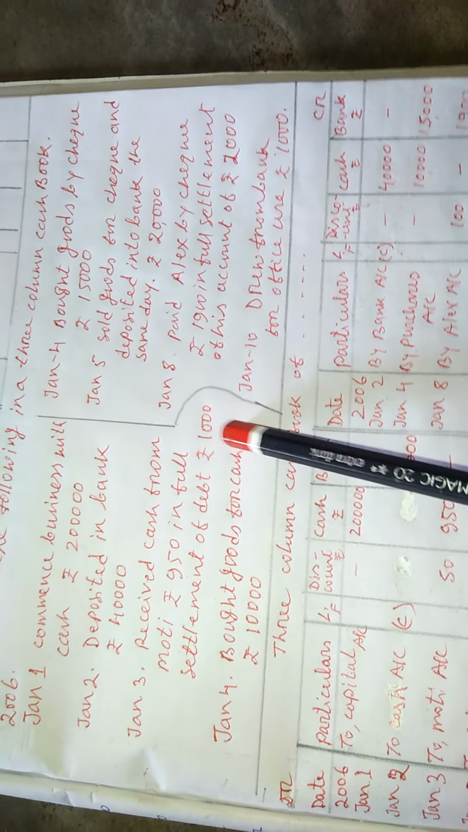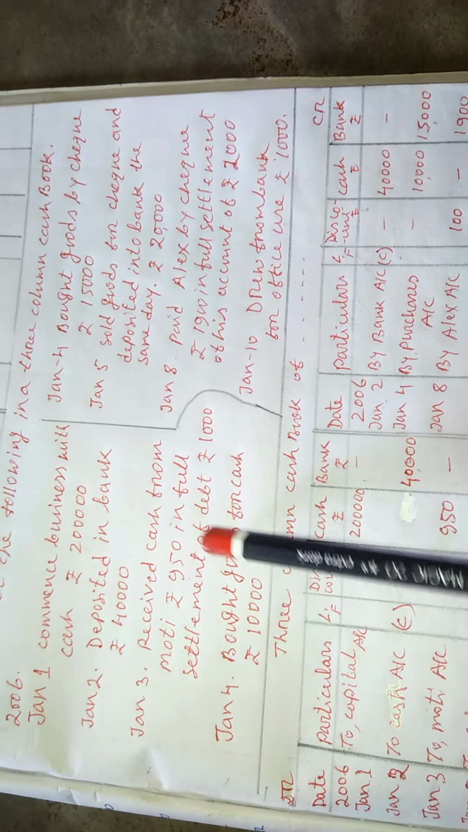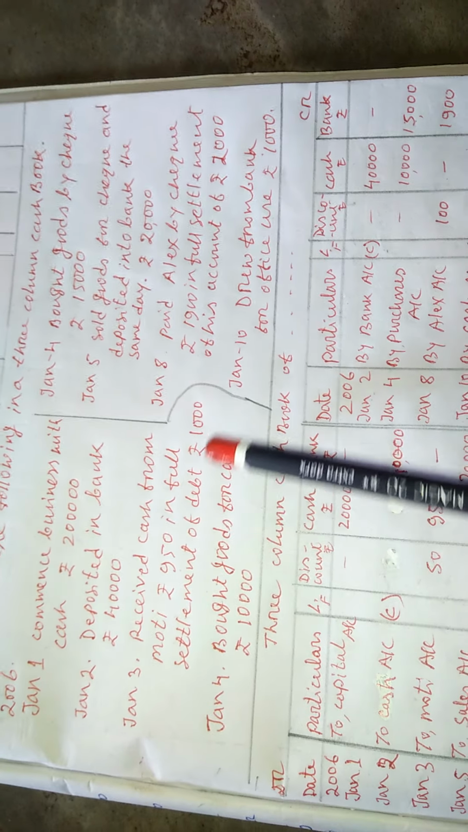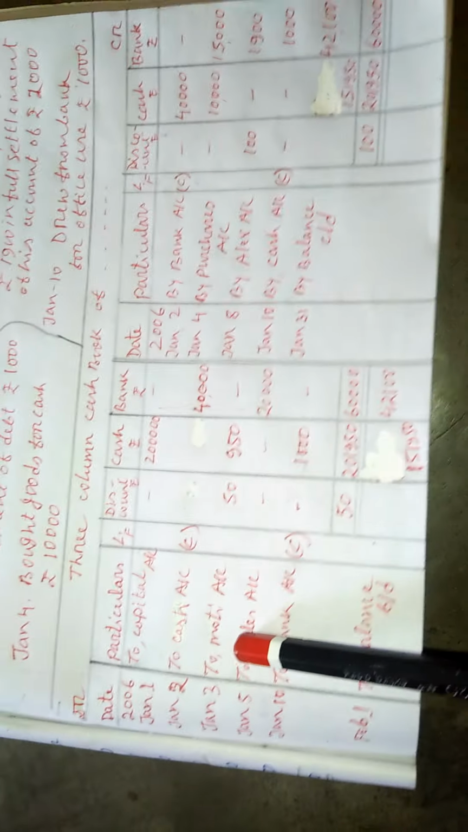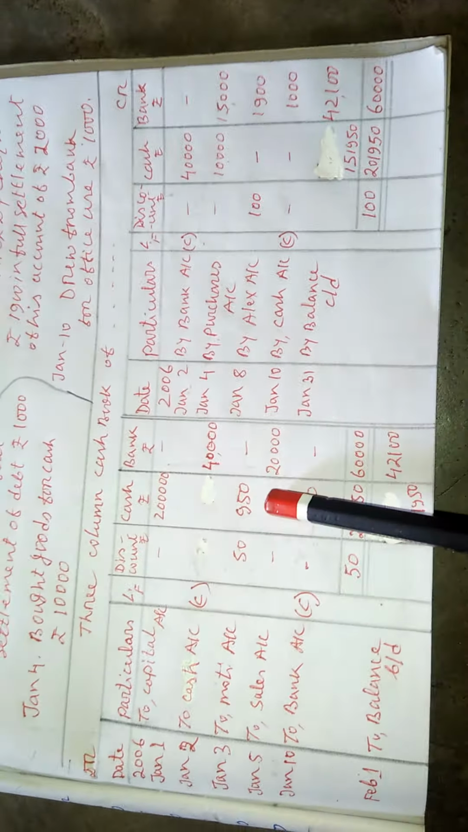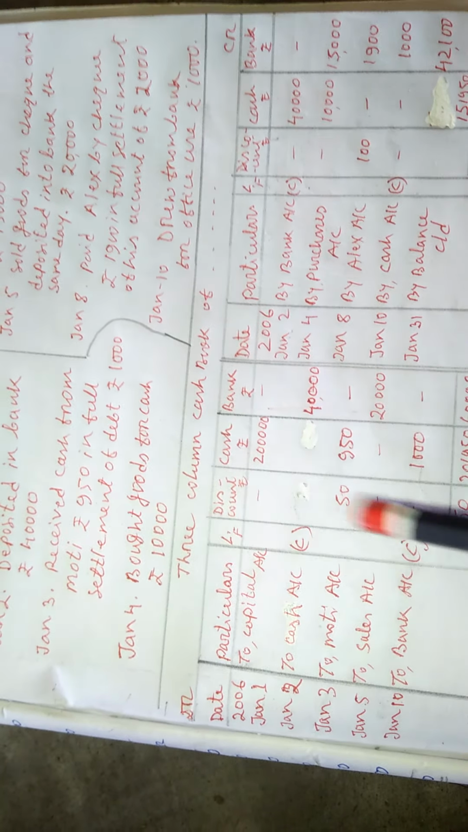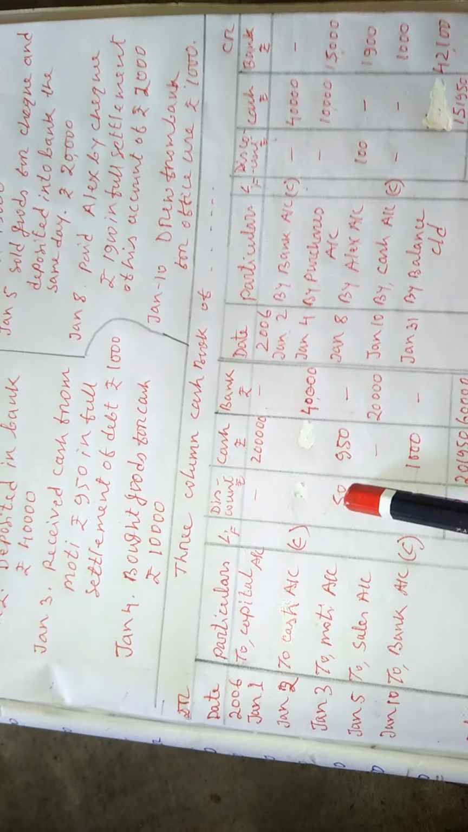Because Moti is supposed to pay 1,000, but he paid only 950, and in full settlement he said he will not pay any more. So full settlement. So we have received. So receipt side, that is the debit side, to Moti account. We have received cash 950, and whatever amount he has not paid, that will be considered as discount. So that is 1000 minus 950, it is 50 rupees discount that you have to calculate. Okay, the next transaction, let us see.